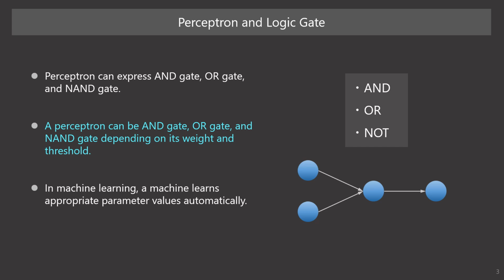But how can we find the parameter values that enable a perceptron to be an AND gate, OR gate, or NAND gate? We can leave this work to a machine. In machine learning, we can have the machine find the parameter values automatically. We can do it by passing a training dataset to a machine and defining the learning model as a perceptron.